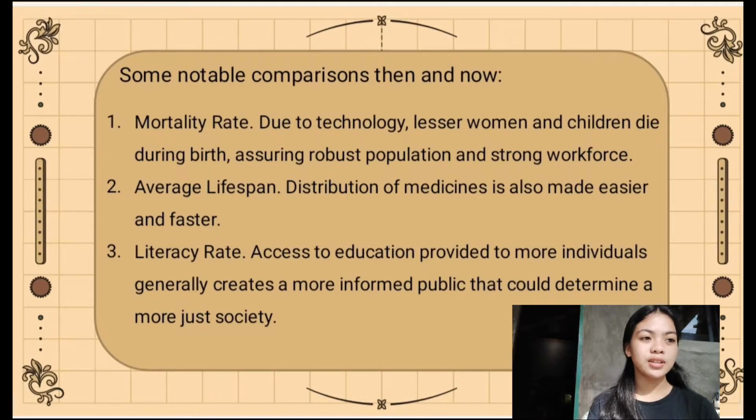Next is literacy rate. Access to education provided to more individuals generally creates a more informed public that could determine a more just society. So, in the field of education, as you can see today, di ba, nagka-advance na yun taman-taman. So, and as years continue, it will also continuously evolve. Mas ma-high-tech pa dyan ni sunod-sunod tuig.